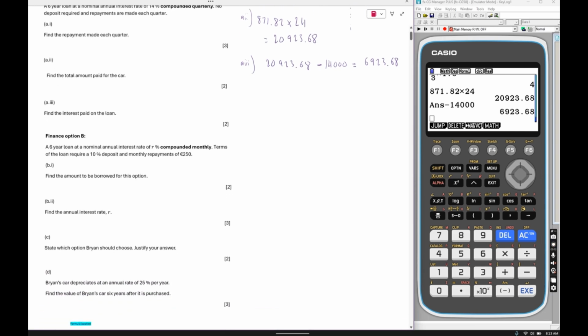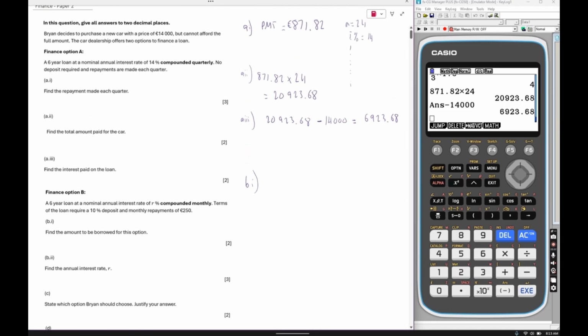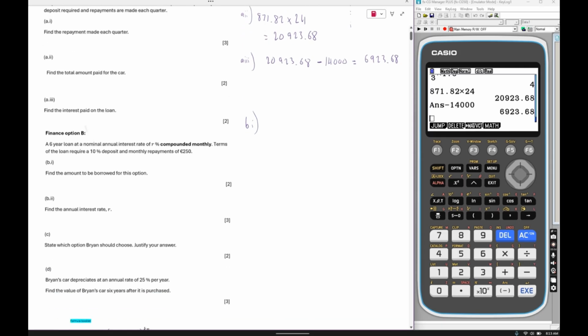Okay, for option B, let's do it down here. B(i): a 6-year loan at a nominal annual interest rate of R%, compounded monthly. Terms of the loan require a 10% deposit and monthly repayments of £250. Find the amount to be borrowed for this option. Well, it says a 10% deposit. So that means in the real world, you're putting in 10% of the money and you're getting a loan for 90% of the cost. So it says that the car is worth 14,000.